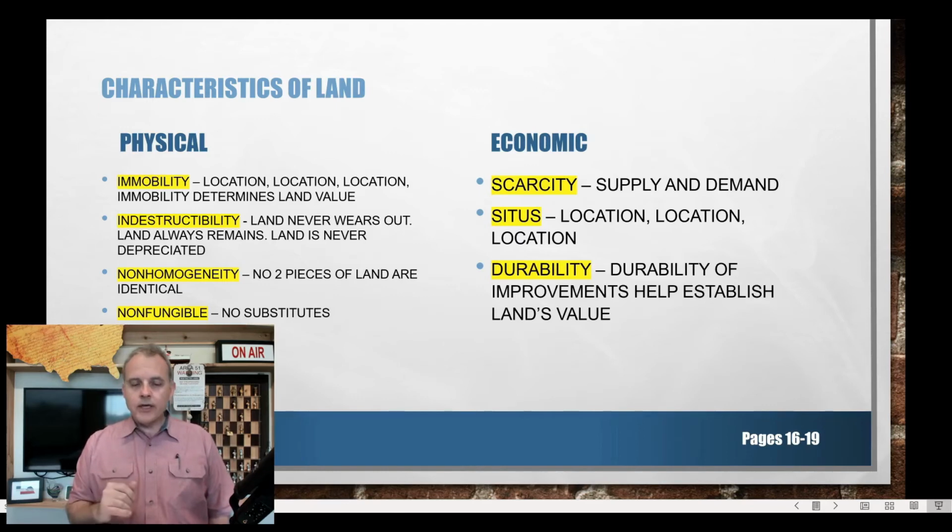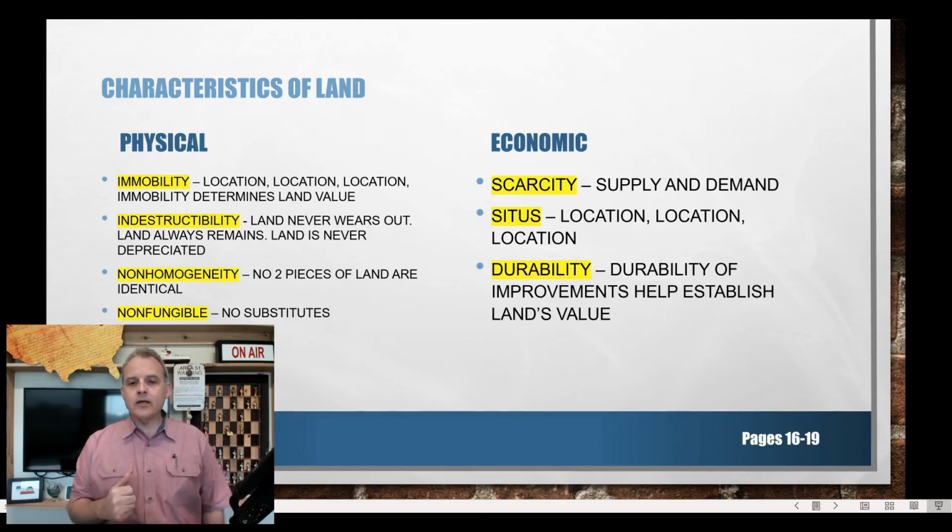Economic characteristics of land. There are 3 subsets. The first one is scarcity. Again, location, location, location. The location of the property, because it's immobile, determines the value. And the value is determined by supply and demand. And that plays into situs, which is location, location, location. Scarcity is the supply and demand based on the situs.